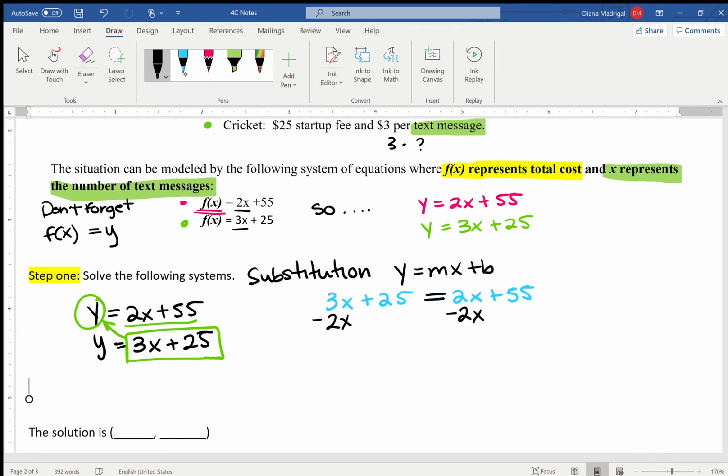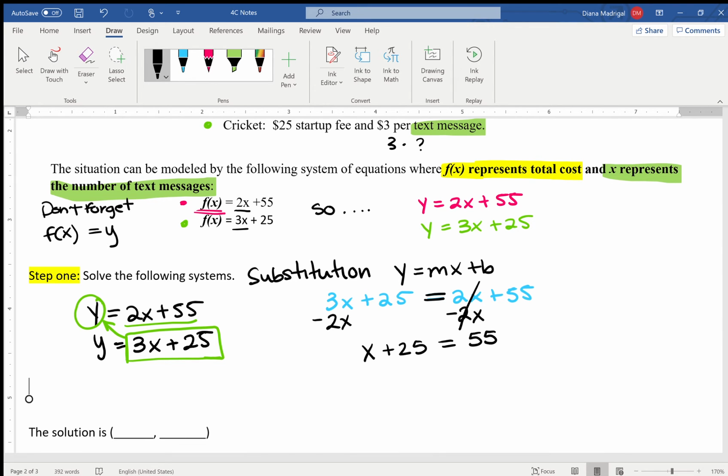The positive 2, which is in blue, is positive. In order for me to get rid of it, I need to do the opposite, which is negative. So it's negative 2x. That's why I'm subtracting. All right, this cancels out because 2 minus 2 is 0. 3 minus 2 gives me 1. Everything else stays the same, equals 55.